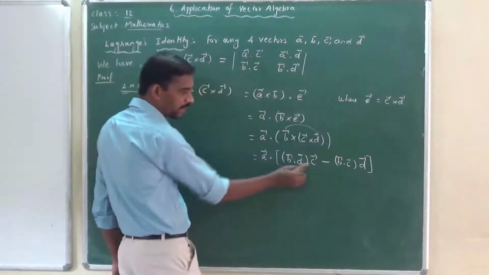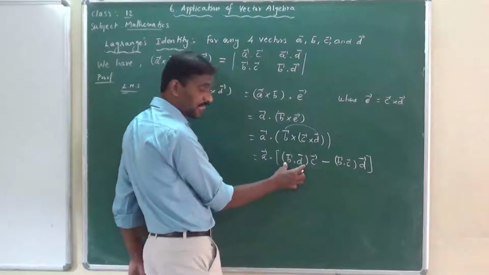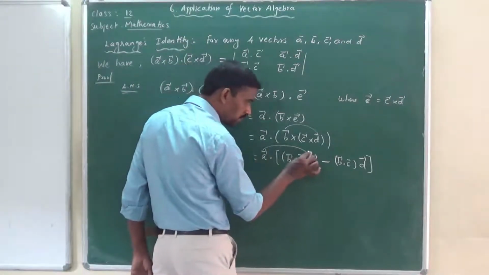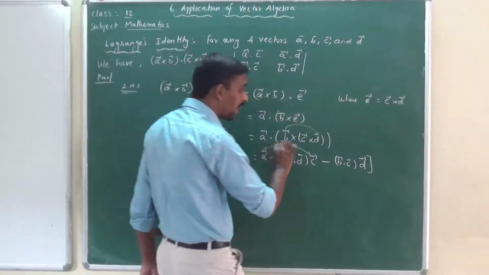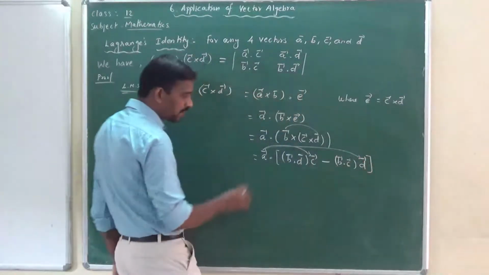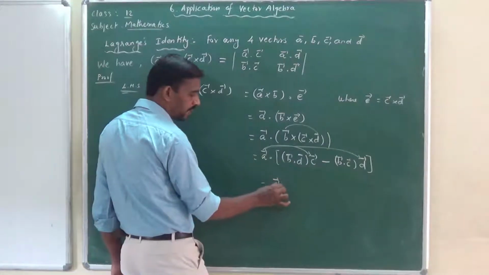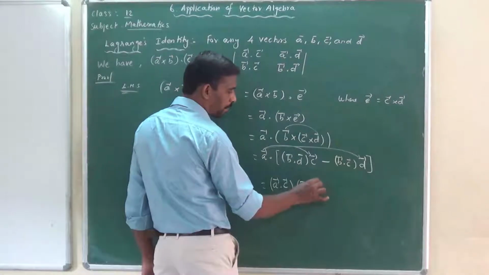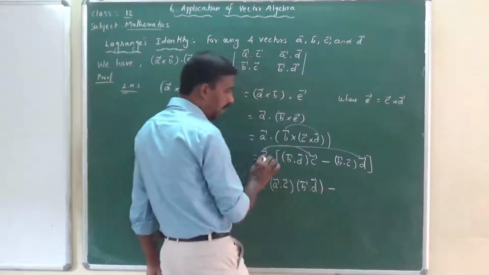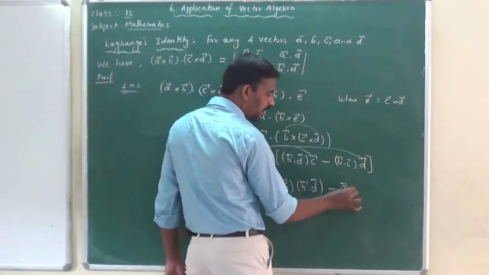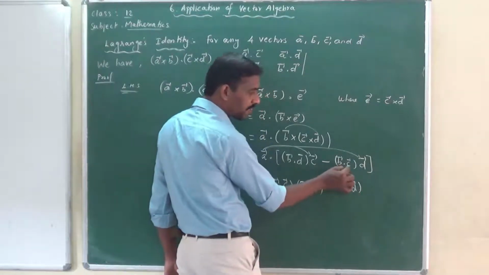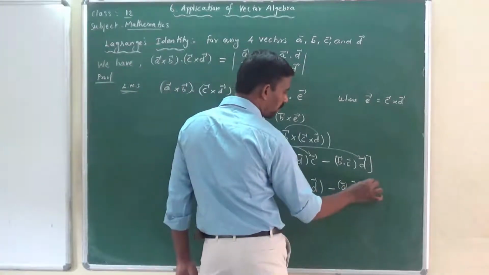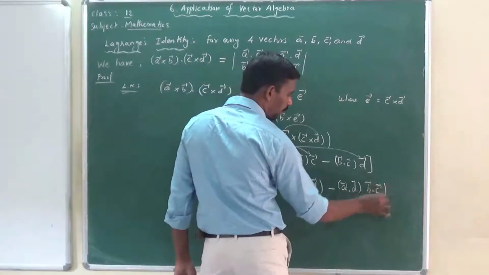Now I want to apply this. This is a scalar, so I just leave the scalar, this is only vector. So I want to multiply with A vector to C vector as well as A vector to D vector, right? So I am multiplying here A vector dot C vector into B vector dot D vector minus A vector dot D vector, because B vector dot C vector is nothing but scalar, right? So remaining part B vector dot C vector.